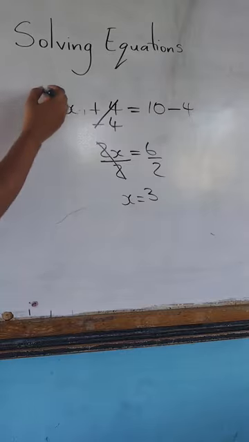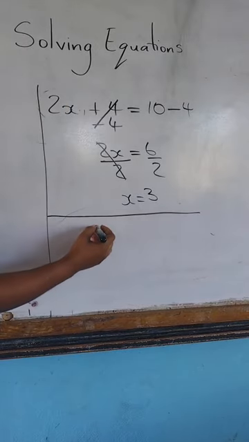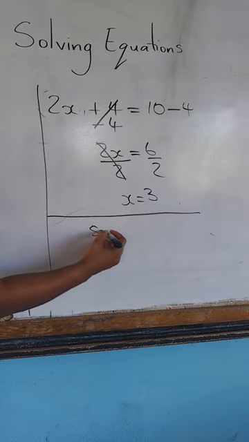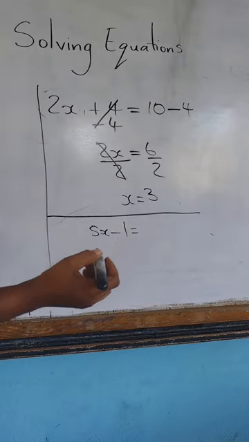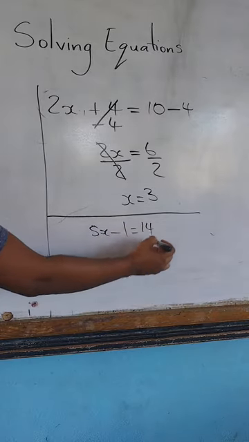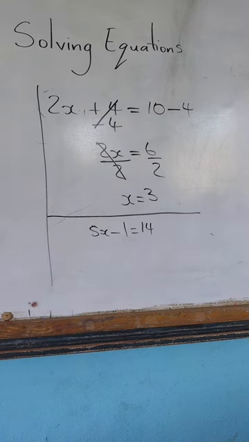So you're going to do one for me. Solve this equation. If I give you 5x minus 1 is equal to 14, what then is the value of x? Post your answers in the comments.